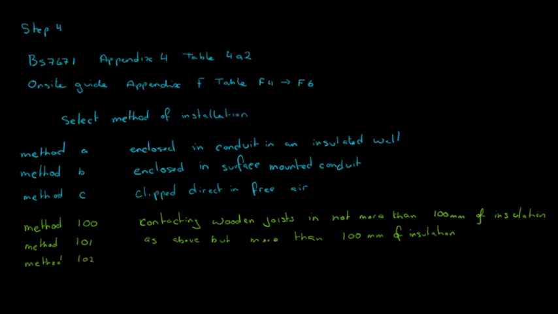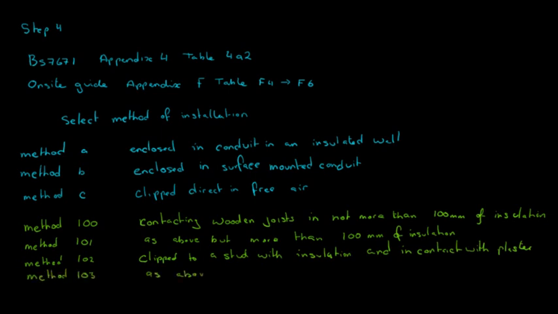Method 102, clipped to a stud in an internal wall with insulation, and it is in contact with plasterboard. And method 103, as above but not touching. Those green ones are only for flat TPS, so a twin and earth cable.